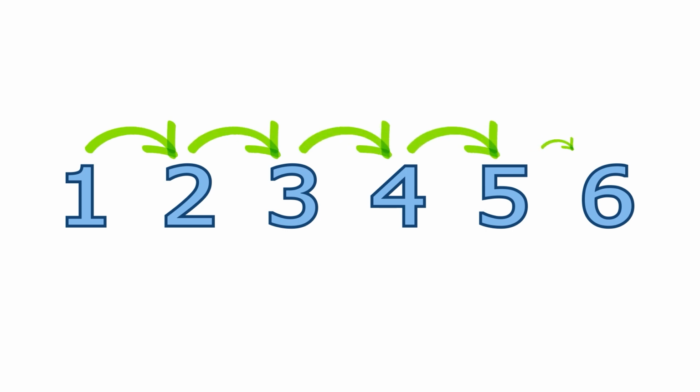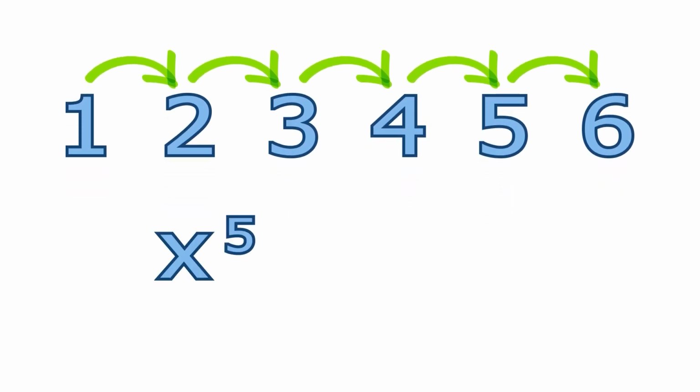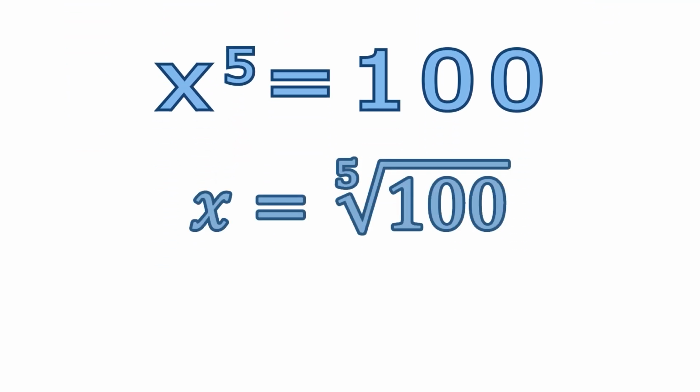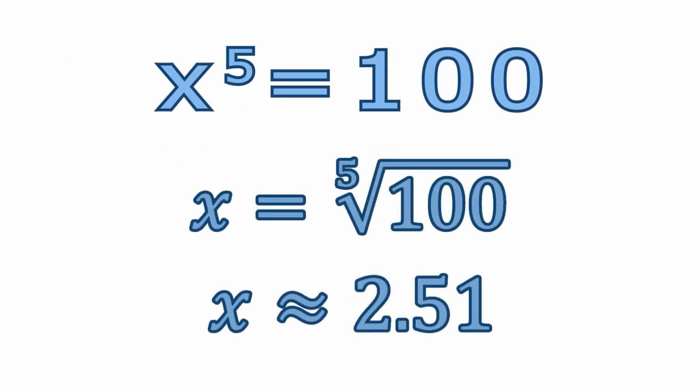This means as we go from magnitude 1 to 2 to 3 to 4 to 5 to 6, we are in fact going up in 5 steps. And we therefore need to know what number we raise to the power of 5 to get 100. Taking the fifth root of 100, we find that it's 2.51, and so this means, unsurprisingly, that if we raise 2.51 to the power of 5, we get 100.